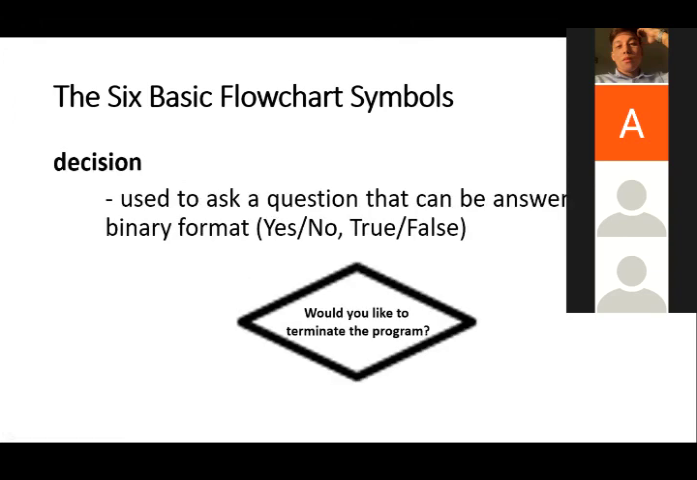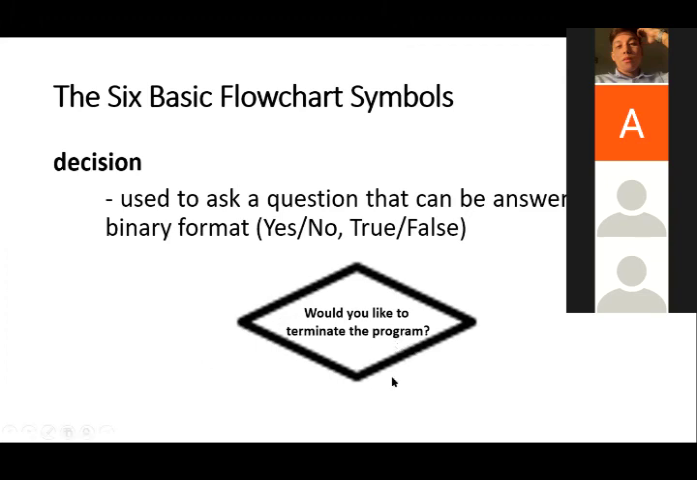Decision. Oh, I know this one. This is called a diamond. Decision is used to ask questions that can be answered in a binary format. 1, 0. 1 is yes or true, there is something. 0 is none, no, false. So it is just binary: 1, 0, yes or no, true or false. That is the only possible output of a decision. So we use the diamond shape, but we call this the decision symbol.